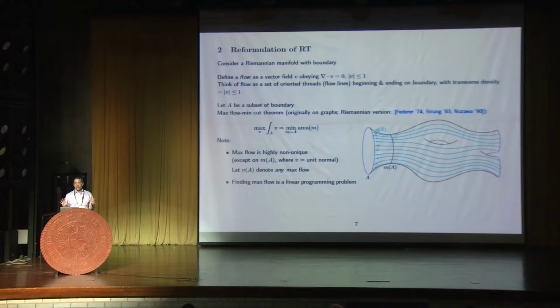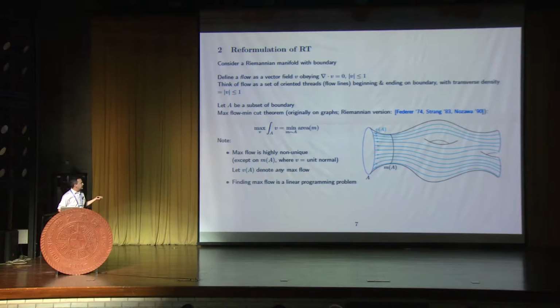And I want to just clarify a couple of points. The minimal surface is usually unique, except at these phase transitions and so on, where maybe there's a couple of competing minimal surfaces. On the other hand, the flow, the max flow, is highly non-unique. So these bit threads have a lot of room to move around, except on the minimal surface, where the flow vector V has to equal the unit normal, or if you want, where the threads are orthogonal to the minimal surface and maximally packed together. Elsewhere, they're very floppy. And I'll use this notation V of A to denote any max flow for a given boundary region A.